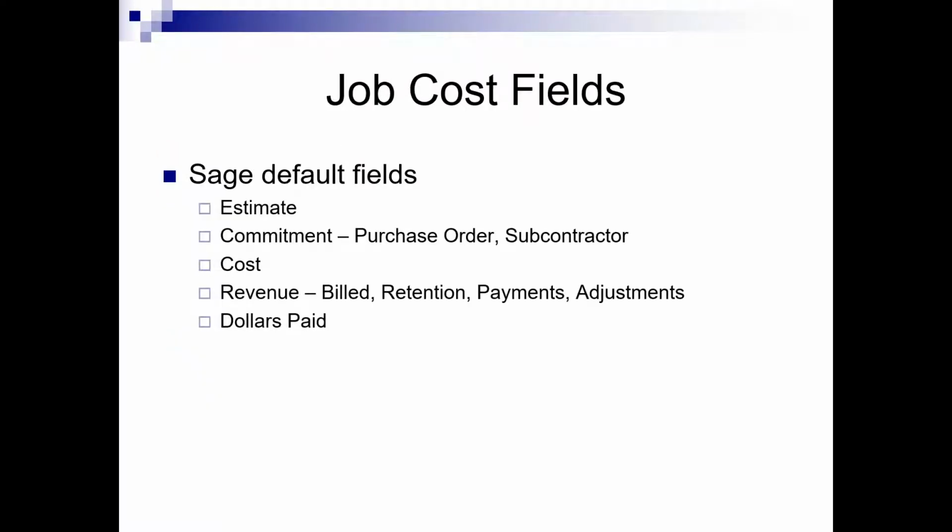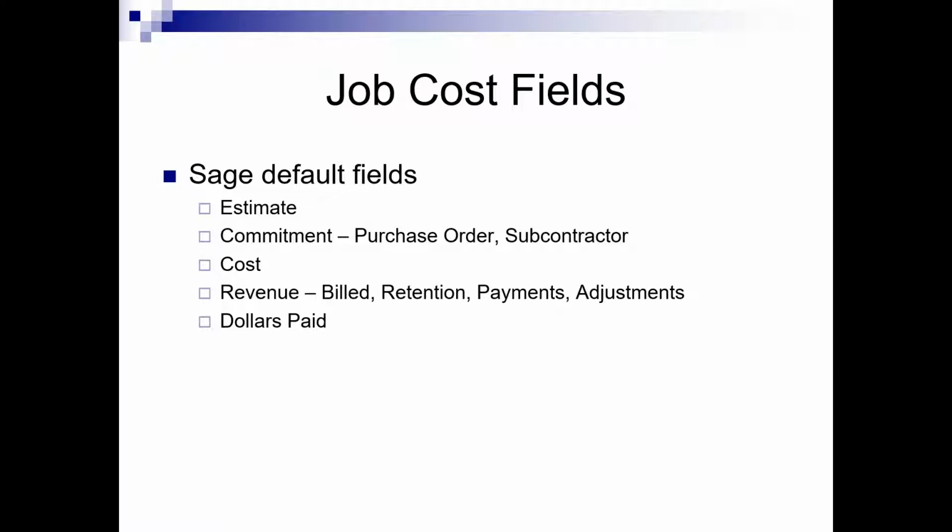So our default fields that come automatically with the software on every job cost code category, you have estimate fields, or some people call this the budget. So whatever you are estimating that your project is going to cost you. We have commitment fields, where you can store commitment information, purchase orders, subcontract information, whether you are entering those directly in job cost or you've got the purchasing module that's interfacing with job cost. You have actual cost fields for your labor costs, material costs, equipment costs. We have revenue fields for what you've billed to your customers, and we can break retention out of that. We also store separate fields for payments and adjustments.